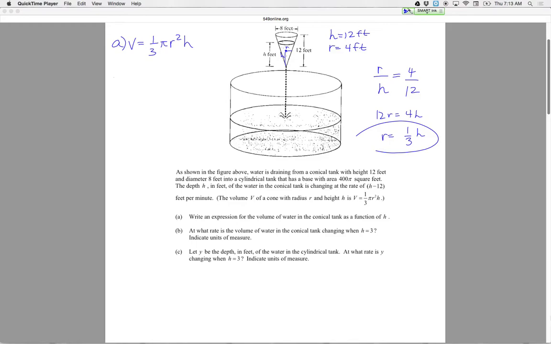Then we do the substitution. So we're going to have volume is equal to 1/3 pi. Now, I might just go ahead and make that pi over 3. Pi over 3. Radius squared would be 1/3 h squared times h. Then we simplify. We're going to get volume is going to be equal to 1/3 h squared is going to be 1/9 h squared. Multiply the 1/9 times pi over 3. We're going to have pi over 27 h to the third. There's our formula for volume in terms of the height. Okay? Any questions? Good job.